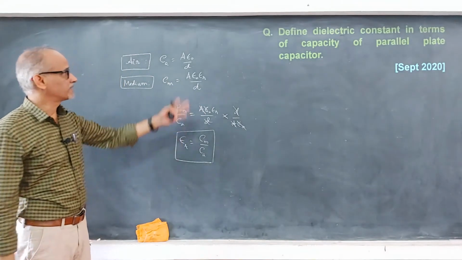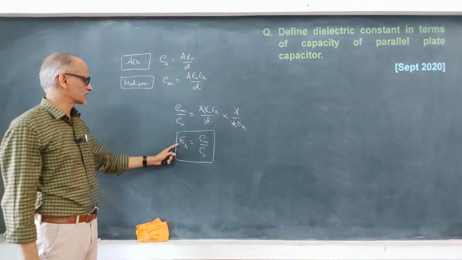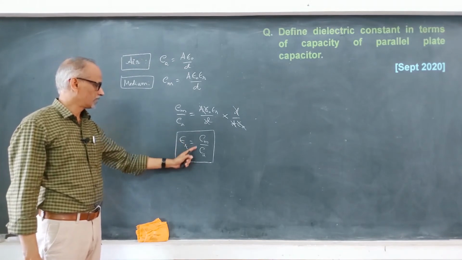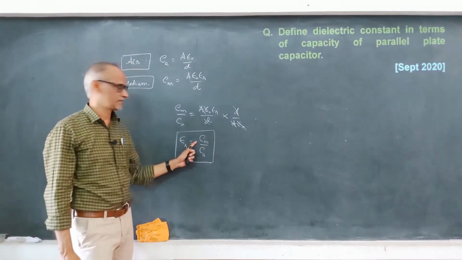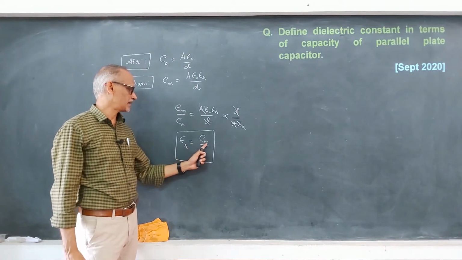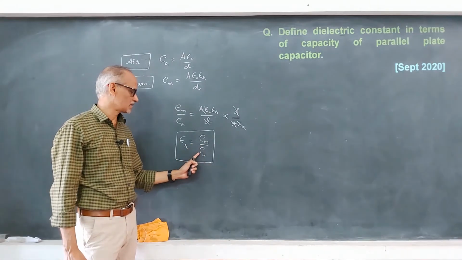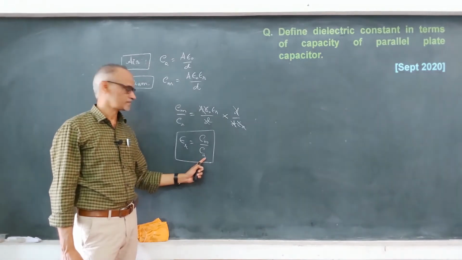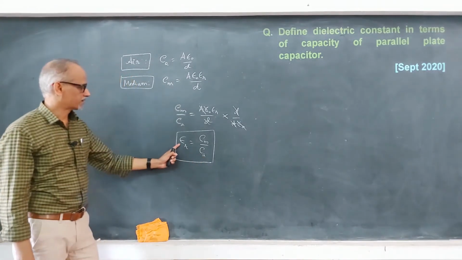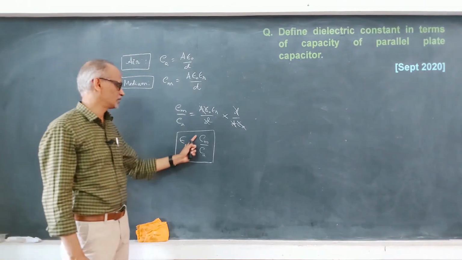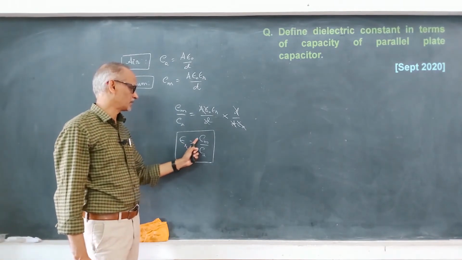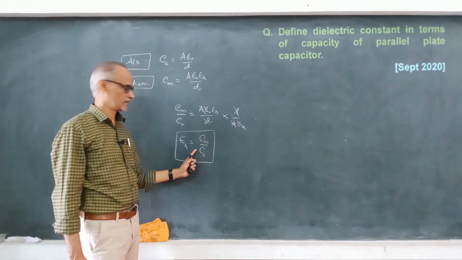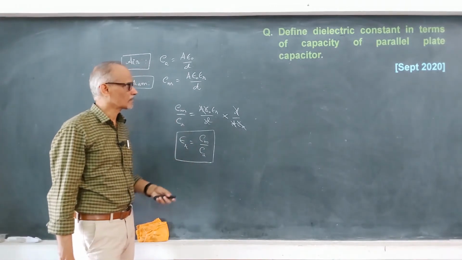So based on this I can define: how to define dielectric constant? The dielectric constant of a medium is defined as the ratio of the capacity of a capacitor with the medium as dielectric to the capacity of the same capacitor with air as dielectric. Understood this? The dielectric constant of a medium is defined as the ratio of the capacity of a capacitor with the medium as dielectric to the capacity of the same capacitor with air as dielectric.